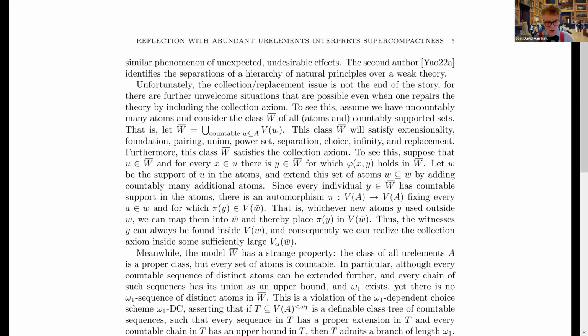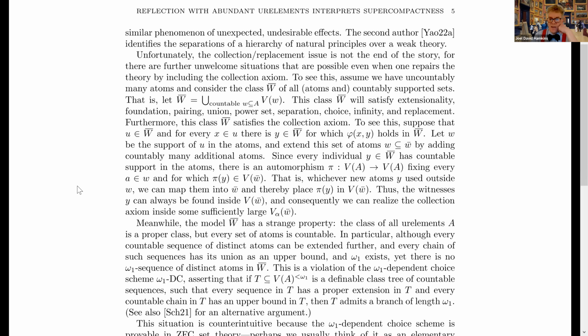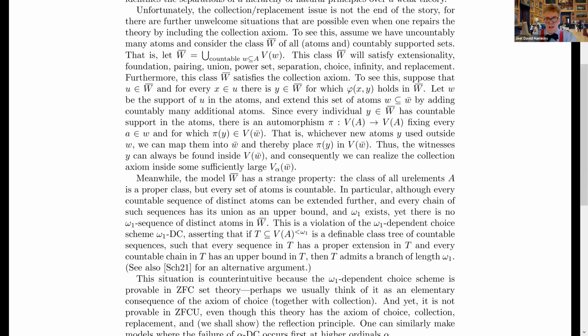Okay, but this model is quite strange because if you think about the class of all urelements, it is a proper class because there were uncountably many, and so that's not countably supported. But every set of atoms is countable. And that's a strange combination because you have this proper class, but every subset of it is countable. So in particular, and you have choice. So you can start enumerating.